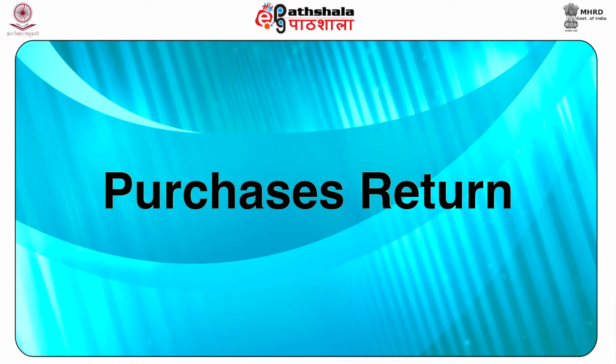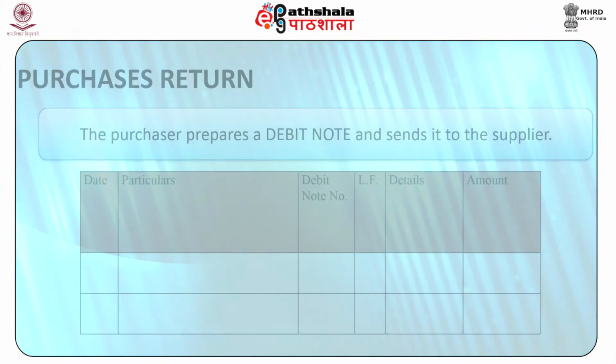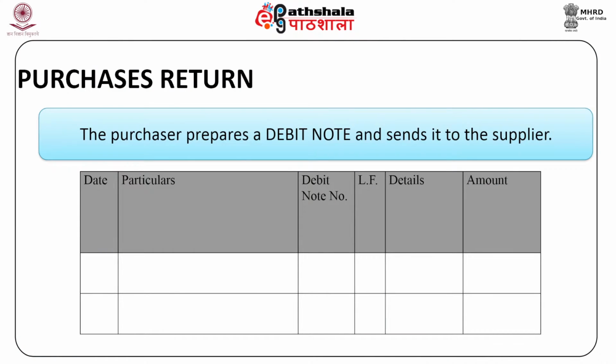Then there is purchases return. This book is also called as returns outward book and is maintained to record the return of goods to suppliers. The reasons of return of goods may be defective goods, not as per order, goods delivered too late, etc.